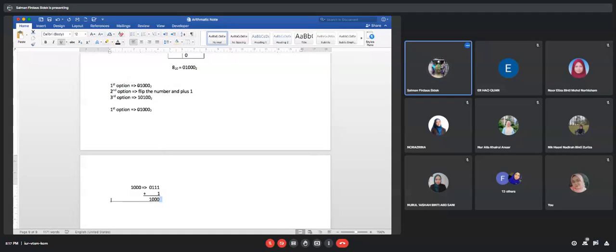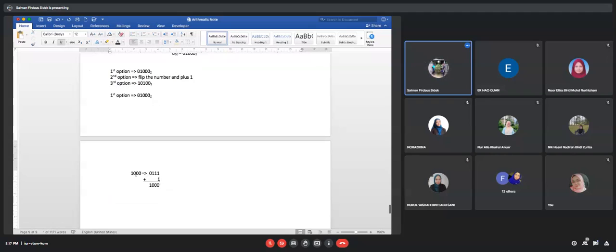You see the problem here? As we assume this number is negative because it starts with 1, if we flip and plus 1, the answer we get is still negative. So what's the problem here? The problem is the existence of 0.